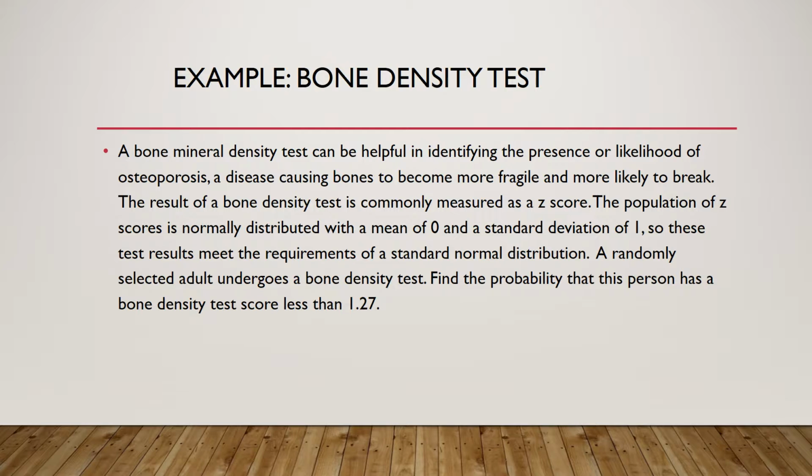Our example today is about a bone density test. A bone mineral density test can be helpful in identifying the presence or likelihood of osteoporosis, a disease causing bones to become more fragile and more likely to break. The result of a bone density test is commonly measured as a z-score. The population of z-scores is normally distributed with a mean of 0 and a standard deviation of 1. So these test results meet the requirements of a standard normal distribution.